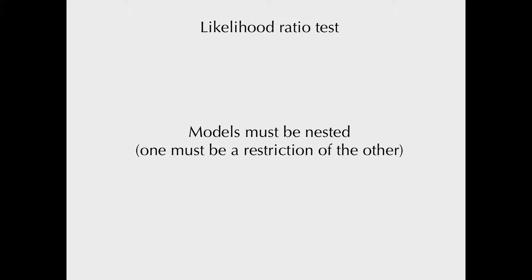So if I have an OU process, and one has two different thetas and one has one theta, if I can reduce the two-theta one to the one-theta one, those are nested models. If I have a model with OU with two thetas, and then Brownian motion with a trend, one can't be reduced to the other, they're not nested with each other. They're nested within some other model, but not within each other. You can't do a likelihood ratio test for them.